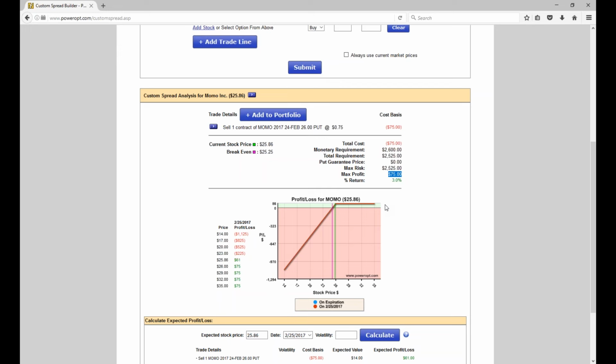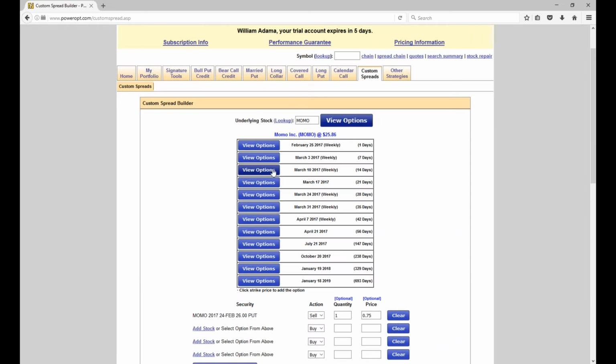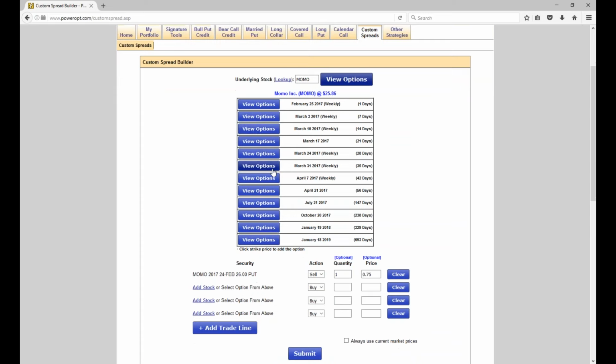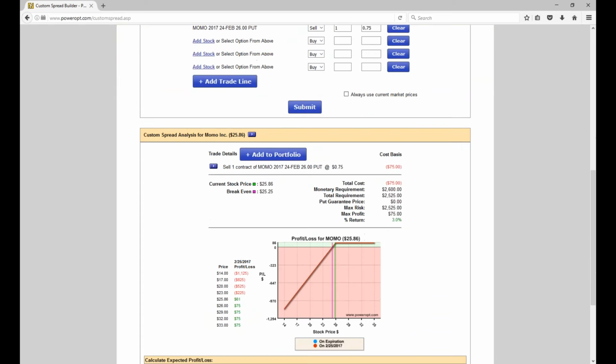Could have rolled down the put, bought it back for 30 cents, and rolled down, let's say, to the next week out or 2 weeks out, maybe 14 days, go to the 24 put to get some return with the stock at 25.86. Or we could have taken assignment and converted it to a covered call. So we would own shares of stock at 26. He keeps the 75 cents, so he's got a cost basis of 25.25 on a stock that's trading at 25.86.